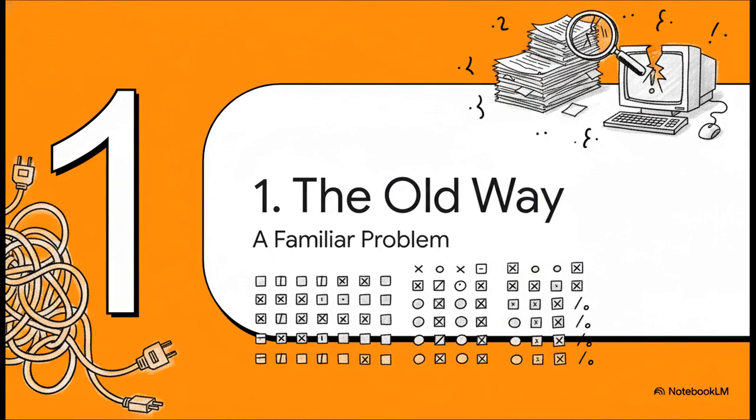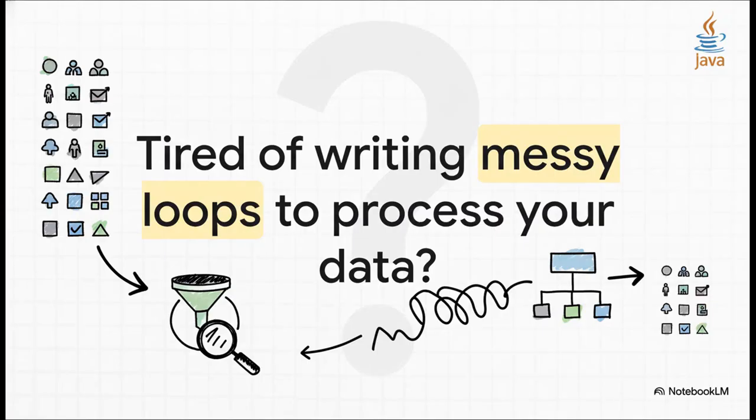All right, first up, the old way. We're going to kick things off by looking at a problem that I guarantee every single one of you has had to solve at some point. So, does this question hit a little too close to home? You've got a list of something, students, books, whatever, and you need to pick out just the ones that meet some specific criteria. You know how to do it, but you also know what's coming: another for loop.